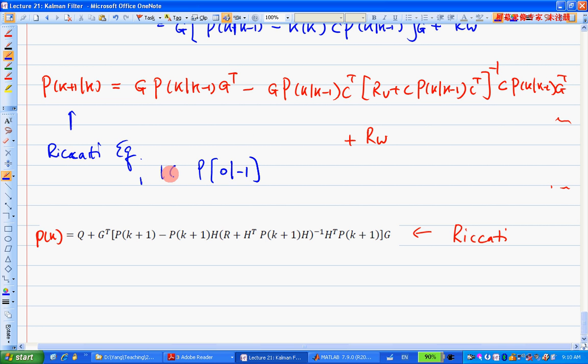In the initial condition here, let's say you plug in the initial condition of this. Then recursively you will be able to get all the rest of the P of k+1|k here, right? Yeah. So that's basically this way.